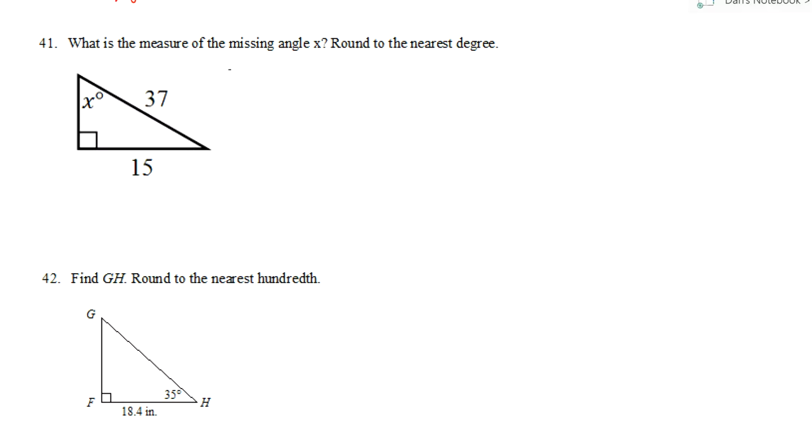Okay, 41. What is the measure of the missing angle x? Back to trig here. We're starting there at x. This is the opposite side from x. This is the hypotenuse. So we're going to use a sine function. So sine of x, because it's always the sine of the angle, equals 15 over 37. Inverse sine of 15 over 37 will give us our answer.